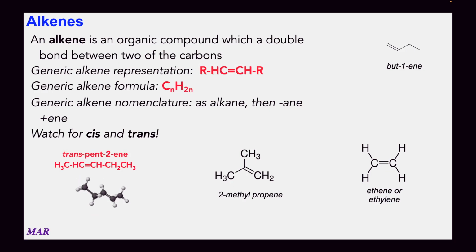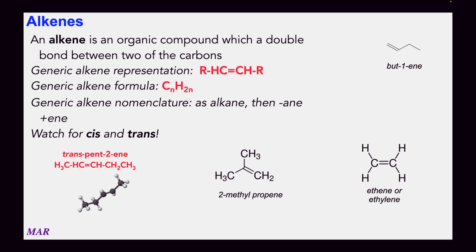We've seen how alkanes, ANEs, are all single bonds. We've seen how alkynes, YNE, are triple bonds. Well, you guessed it, there's also a double bond between two carbons, and that creates what's called an alkene. So an alkene is just an organic chemistry compound that has a double bond between two of the carbons. So you can see the generic representation of the alkene.